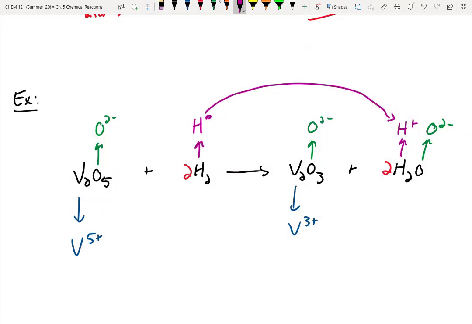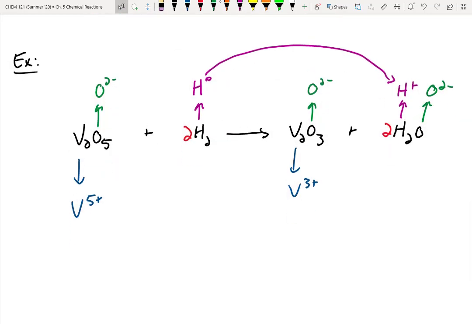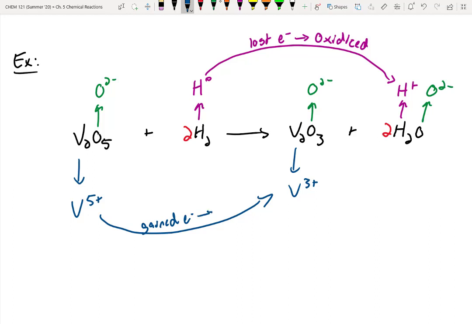Well, hydrogen in this case looks like it became more positive. That means it must have lost an electron. Therefore, it must have been oxidized, right? Now let's do vanadium. Over here, it looks like it went from being really positive to less positive. That means it must have gained electrons. Therefore, this must have been reduced.